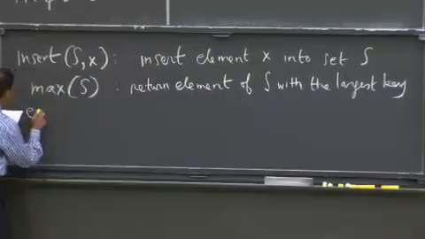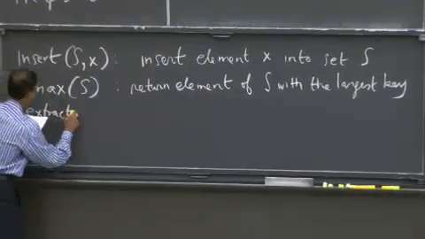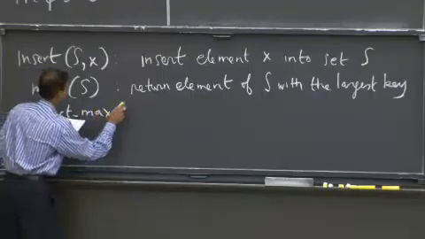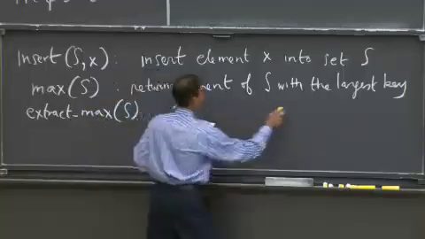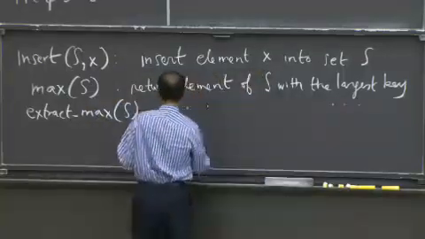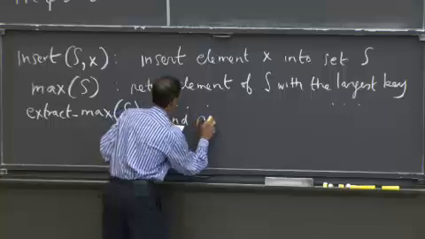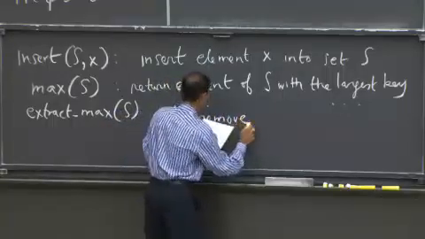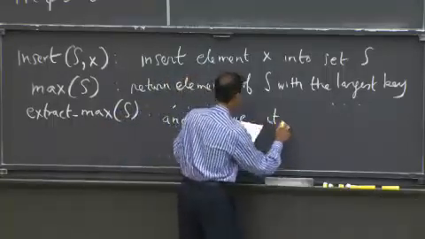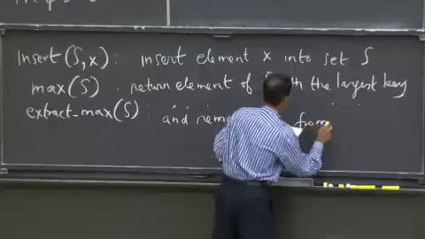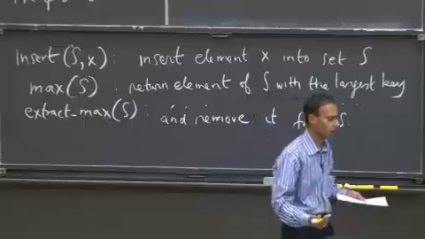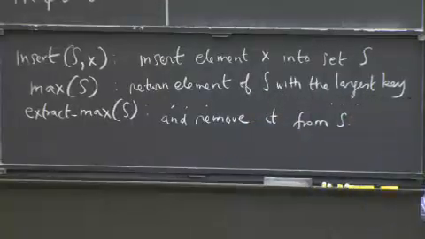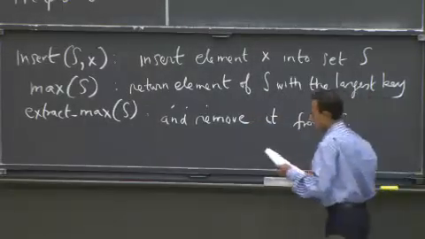And different from max(S) is extract_max(S), which not only returns the element with the largest key, but also removes it from S. So you have a queue, and the person in the queue was serviced, or the element in the queue was serviced and then removed from the queue.